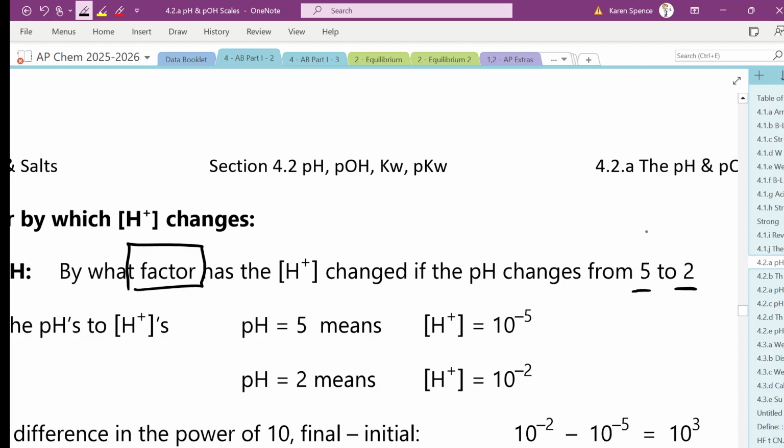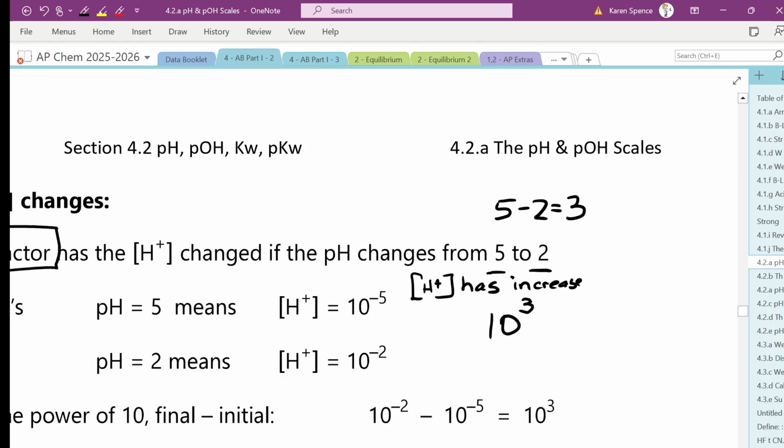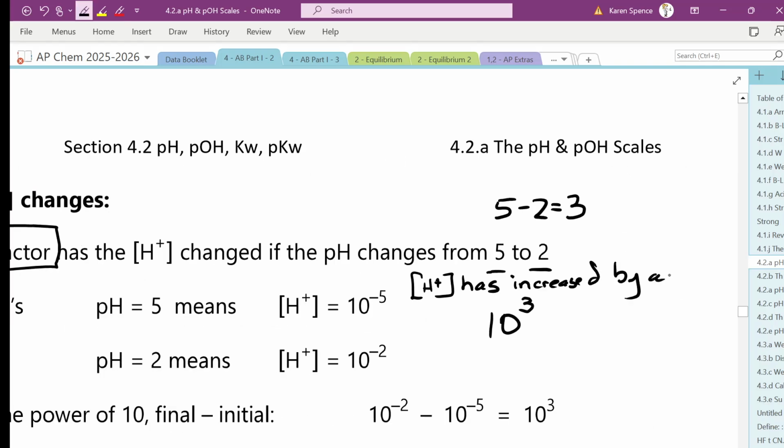What you would do is you would say 5 minus 2 equals 3, and it has changed by a factor of 10 to the power of 3. And in this case, because it went from 5 to 2, has it increased or decreased? Increased. Concentration of H plus has increased by a factor of 10 to the 3.